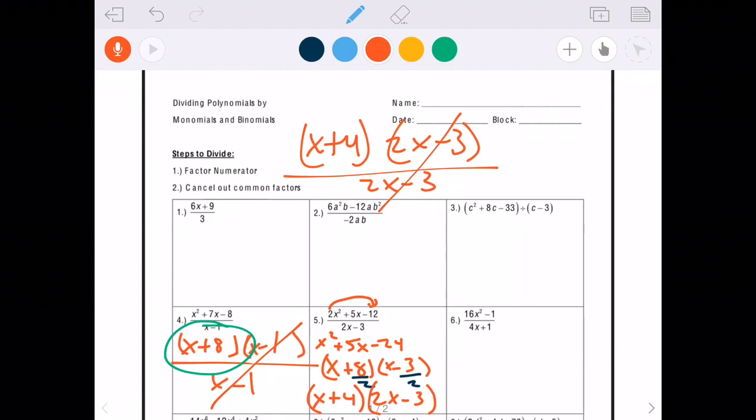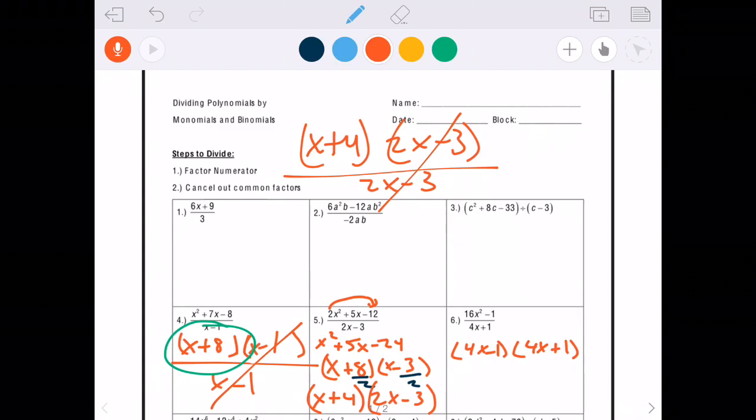So if we factor the top, the numerator, we're going to have 4x and 4x, because remember, when we FOIL, that's what's going to give us our 16x squared. Now we need to multiply to negative 1. So we're going to have minus 1 and plus 1.